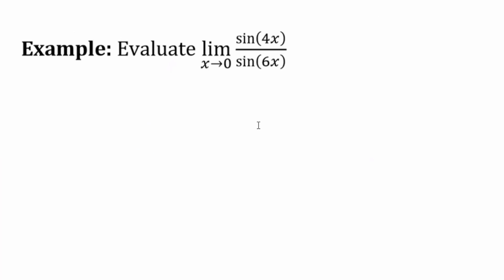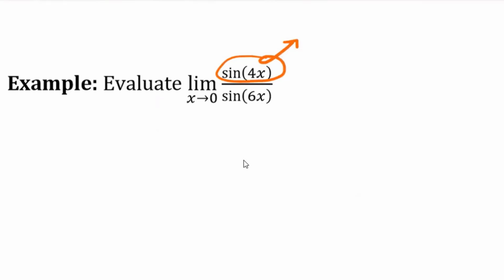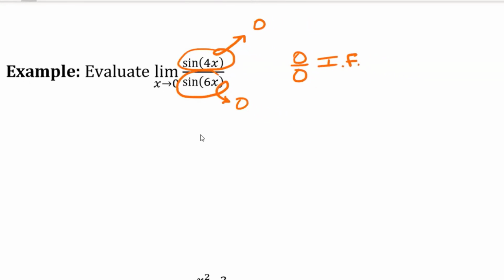Let's look at this one. The limit as x approaches 0 of sin(4x) over sin(6x). What's the first thing I need to do? Try to plug in. That's right. So sine of 0 is 0. Sine of 0 is 0. So we have a 0 over 0 indeterminate form, which means that we can apply L'Hopital's rule.